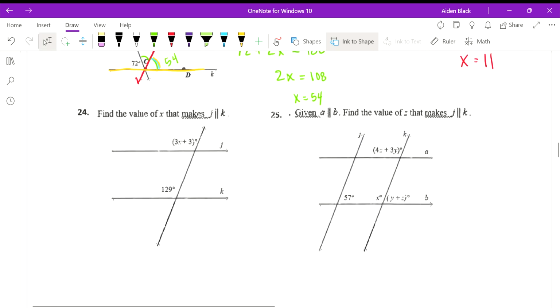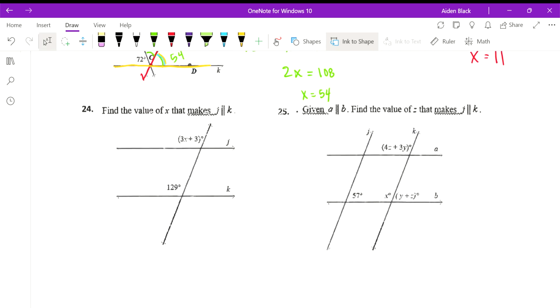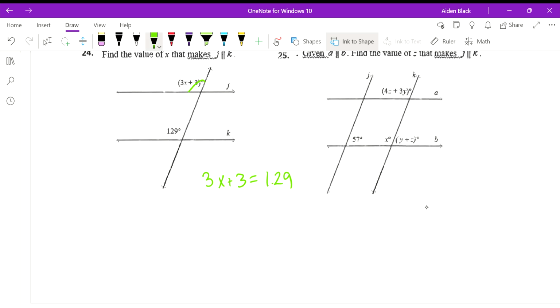Cool, we still got time. Find the value of x that makes J parallel to K. Okay, so if these are parallel, then these would be corresponding angles that are congruent. So we can say 3x plus 3 equals, what is this, 129. Subtract 3 from both sides. That would mean this needs to be 42.